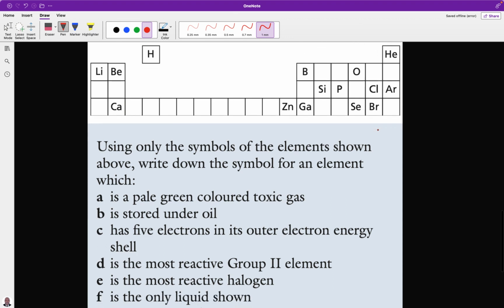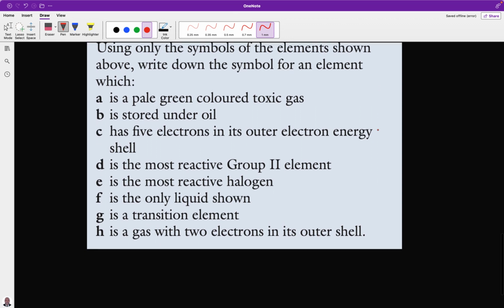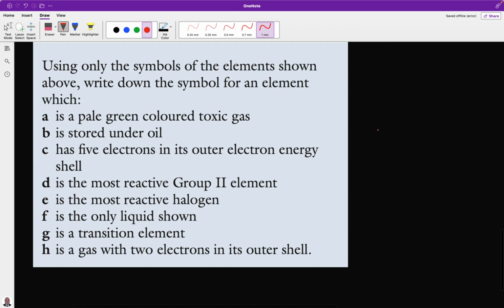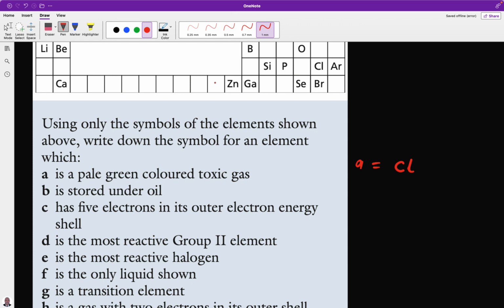So our answer for A is Cl. This gas here is chlorine. Chlorine is a pale green colored gas.